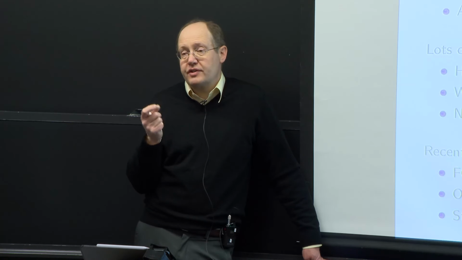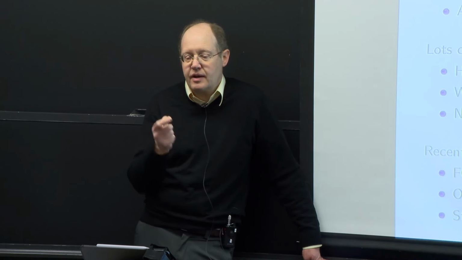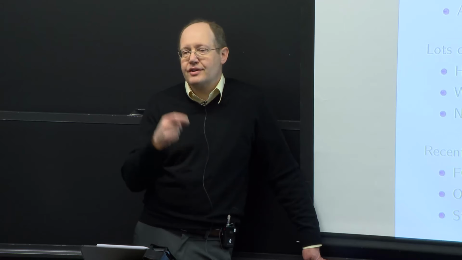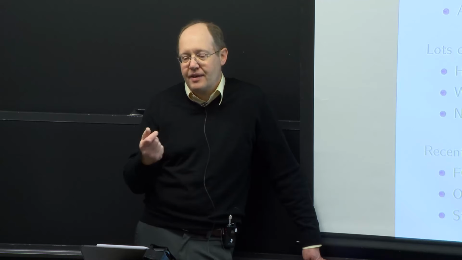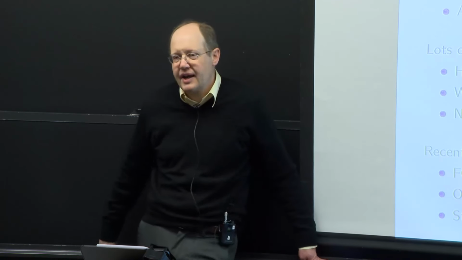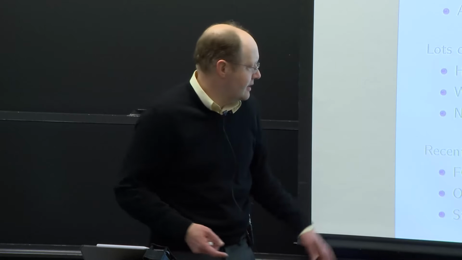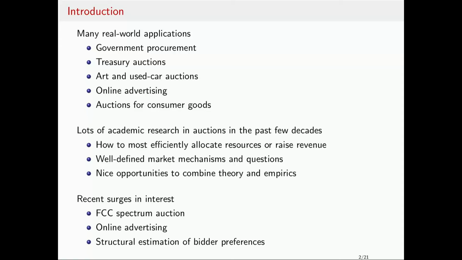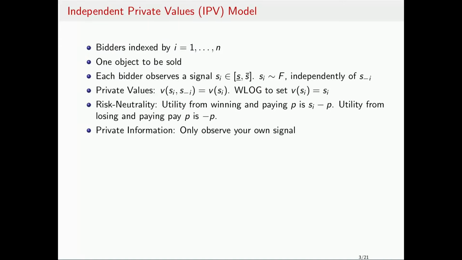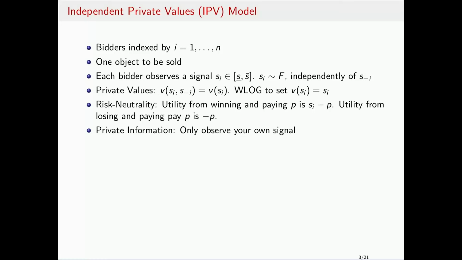At some point, the government decided to shift and auction off the right to provide cellular telephone service or to send TV signals over the air. Those auctions raised tens of billions of dollars. Therefore, people wanted to hire lots of auction theorists to design the auctions, and they raised a lot of interest. More recently, online advertising involves tremendously complex auctions, and it spurred a lot of interest. There's also been a big literature on structural estimation of auctions, and mostly Tobias is going to do that in Wednesday's lecture.